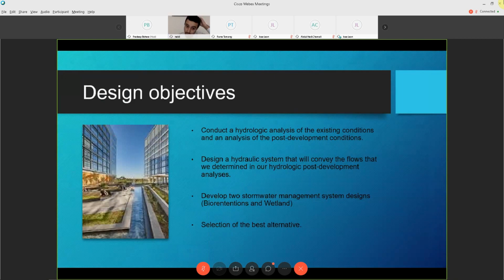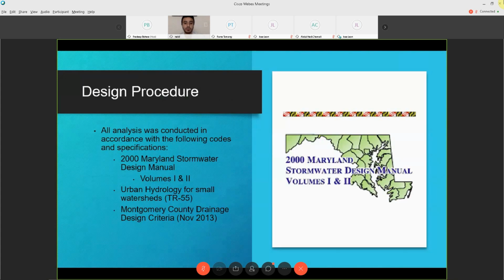So the design objective for this project is to conduct a hydraulic analysis, design a hydraulic system that will convey the flow, and determine the hydraulic post-development analysis. And finally, develop those two stormwater management system designs, which are bioretention and wetland, and figure out which one is the best alternative. Next slide. To do so, we were helped by the 2000 Maryland Stormwater Design Manual 1 and 2 and the TR55 manual. Next slide.